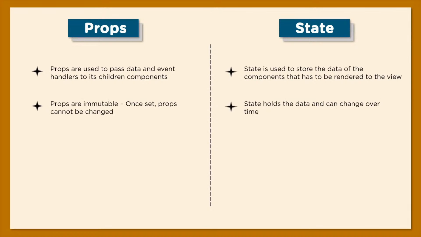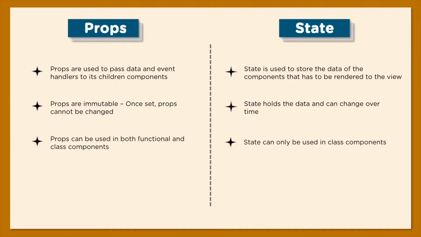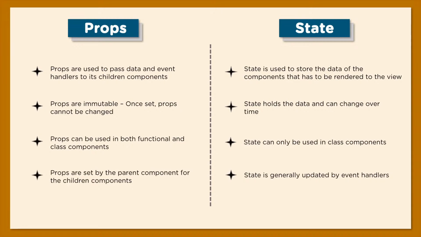Props are immutable. Once set by the parent, they cannot be changed. State holds volatile data and can be changed over time. Props can be used in functional and class components, while state is restricted to class components. Props are set by the parent component, while a state is generally updated by event handlers.